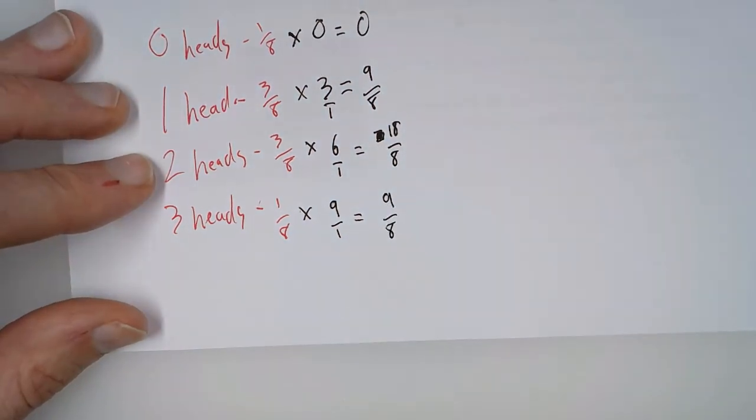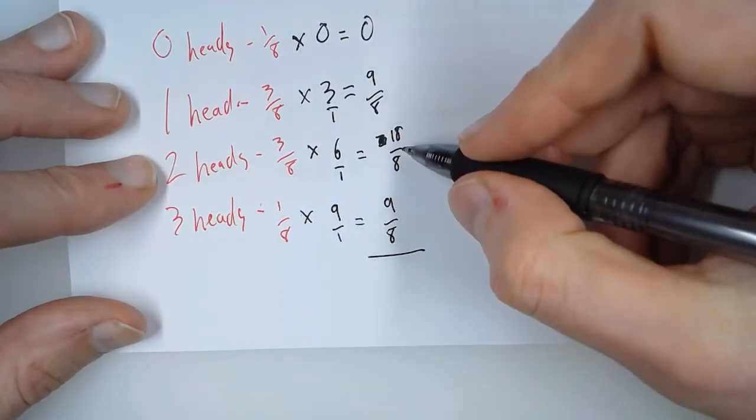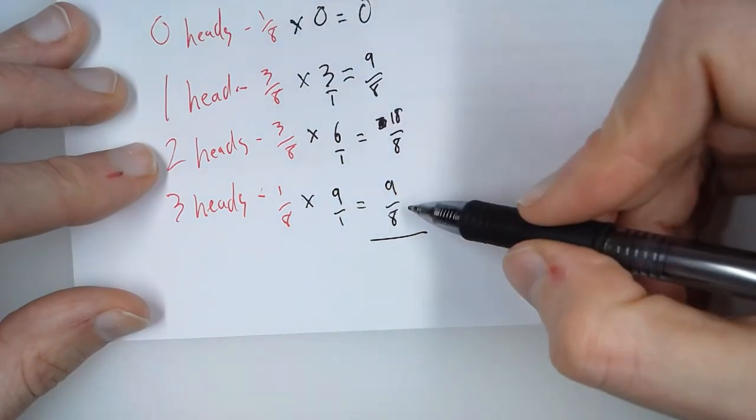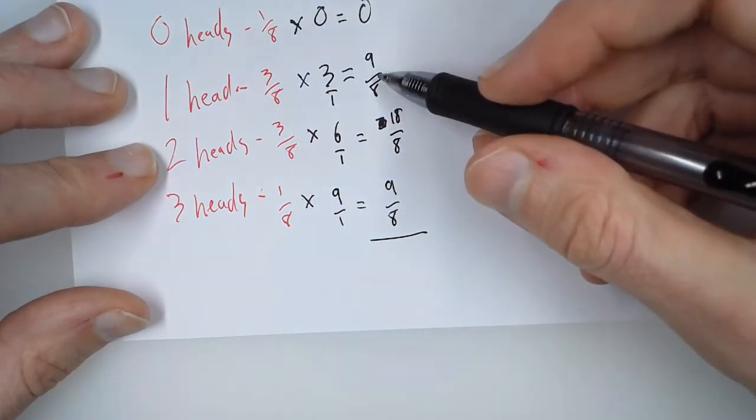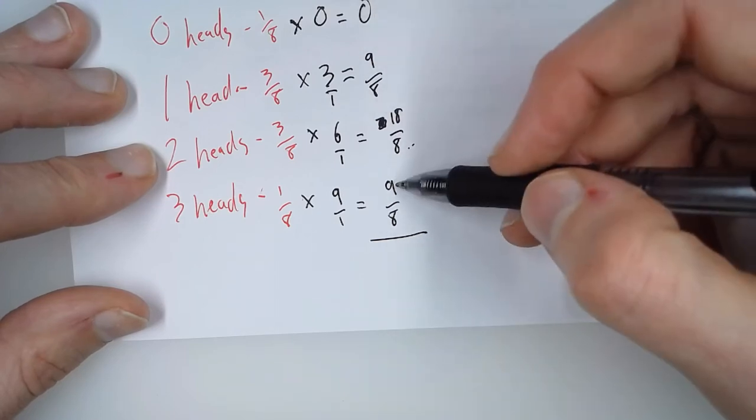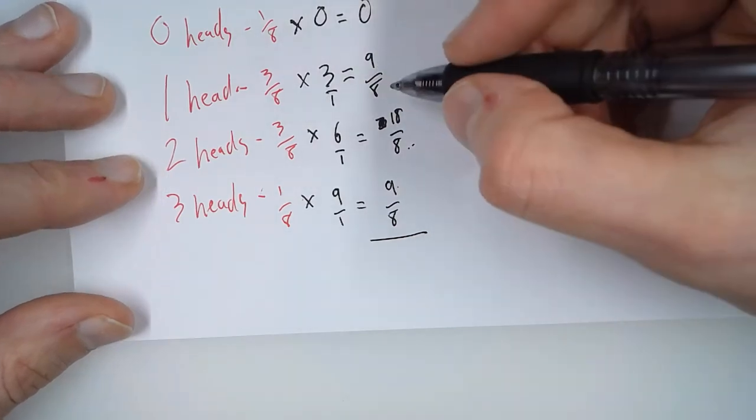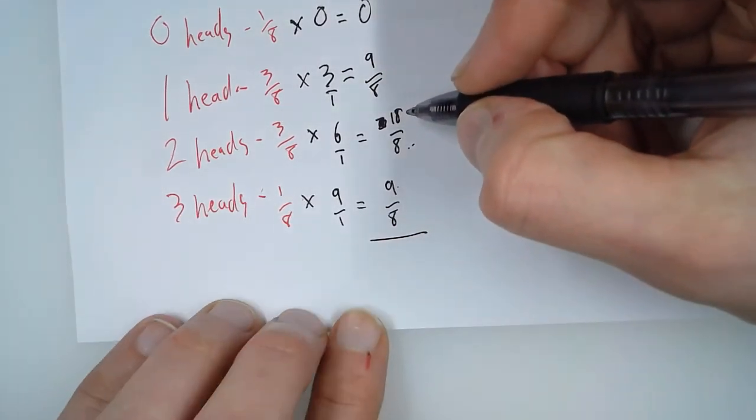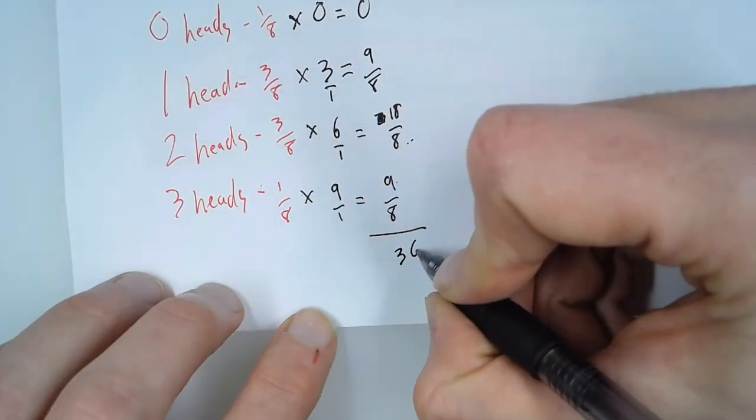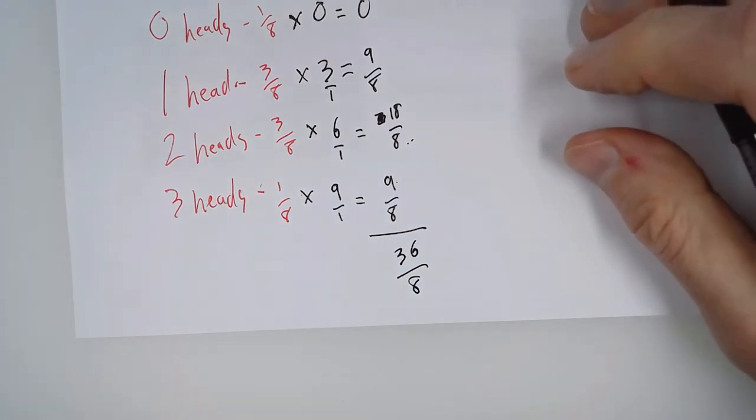Okay, so what do we do? I add all these up. So 9/8 plus 18/8 plus 9/8 plus 0. Well, when you add fractions, you always have to have a common denominator. That's why I didn't reduce this one. I kept them all the same denominator, so it makes it a little easier. 9 and 9 make 18, and then 18 plus 18, that gives us 36. 36 over 8. All right.